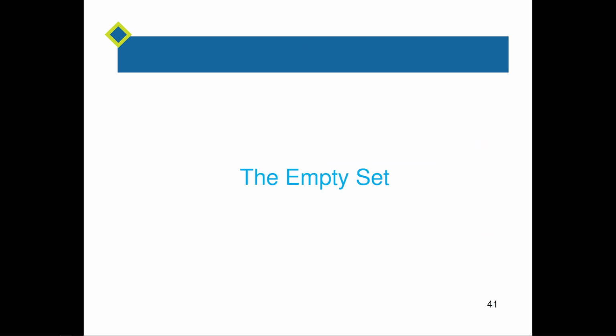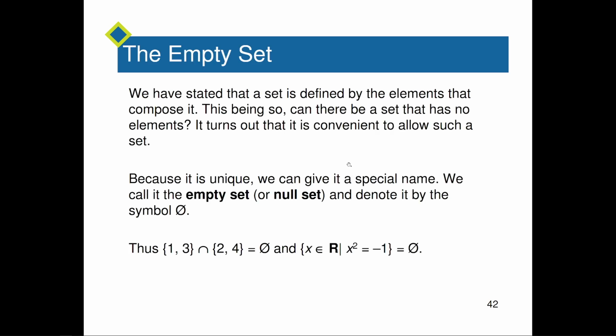Now we reach a special type of set that's called the empty set or the null set. We have stated that a set is defined by the elements that compose it. This being so, can there be a set that has no elements? Well, yes, right? Because it is a very unique set, and we call it the empty set or the null set. And we denote it by this symbol, like a 0 with a slash that comes through it.